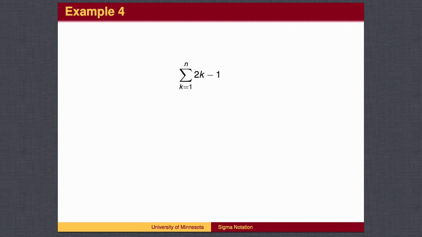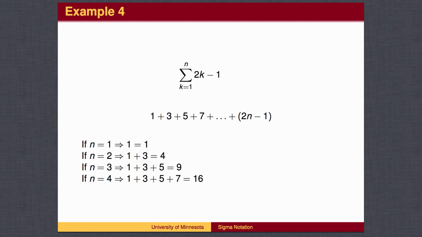Sometimes the upper summand is also a variable. We plug in the values from 1 up to some number n, which we can change. Plugging in 1, we get 1. Plug in 2, we get 3. Continue until plugging in the final value of n. When we plug n into the formula, we get 2n minus 1. For example, if n is 4, then we add up the numbers 1, 3, 5, and 7 to get 16.